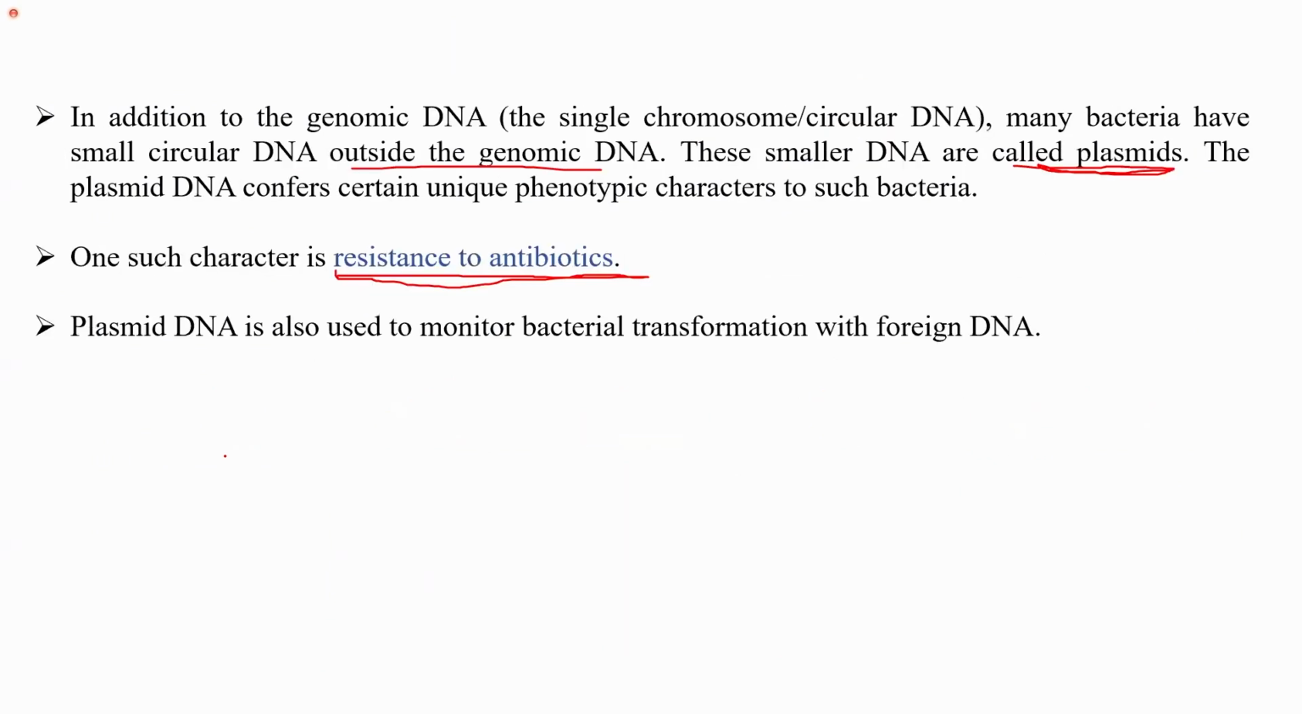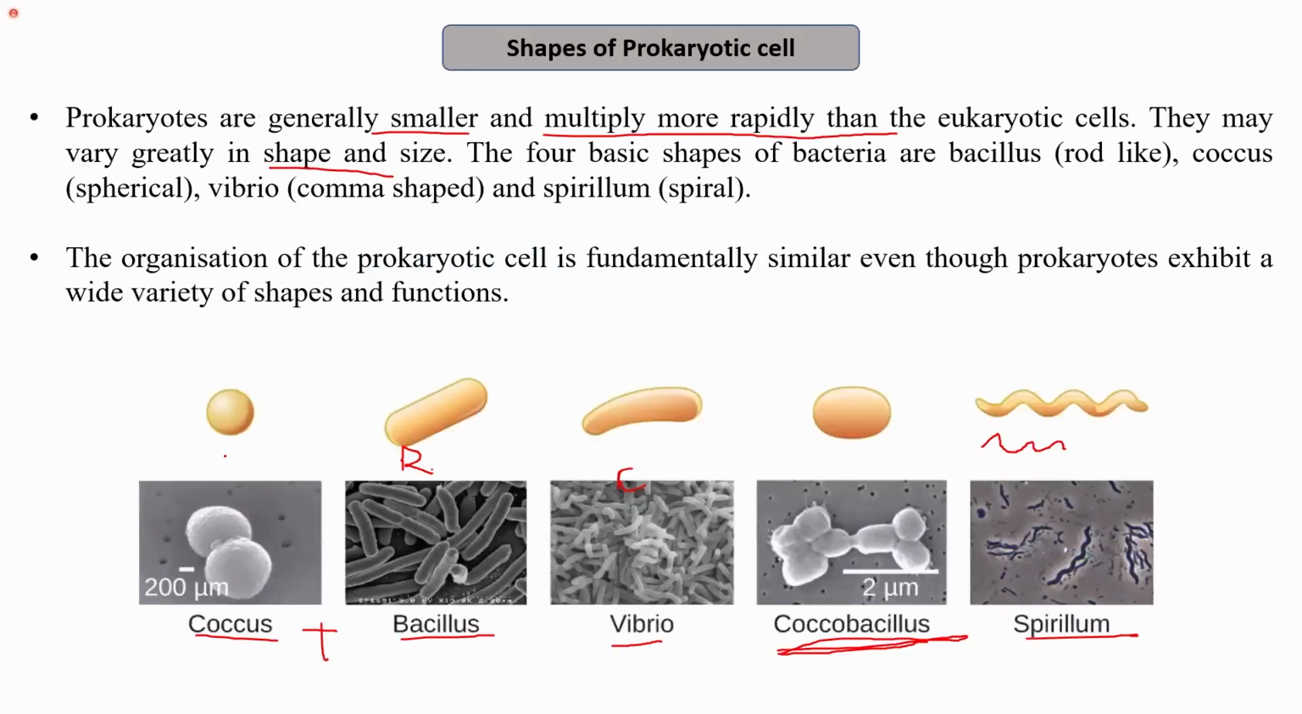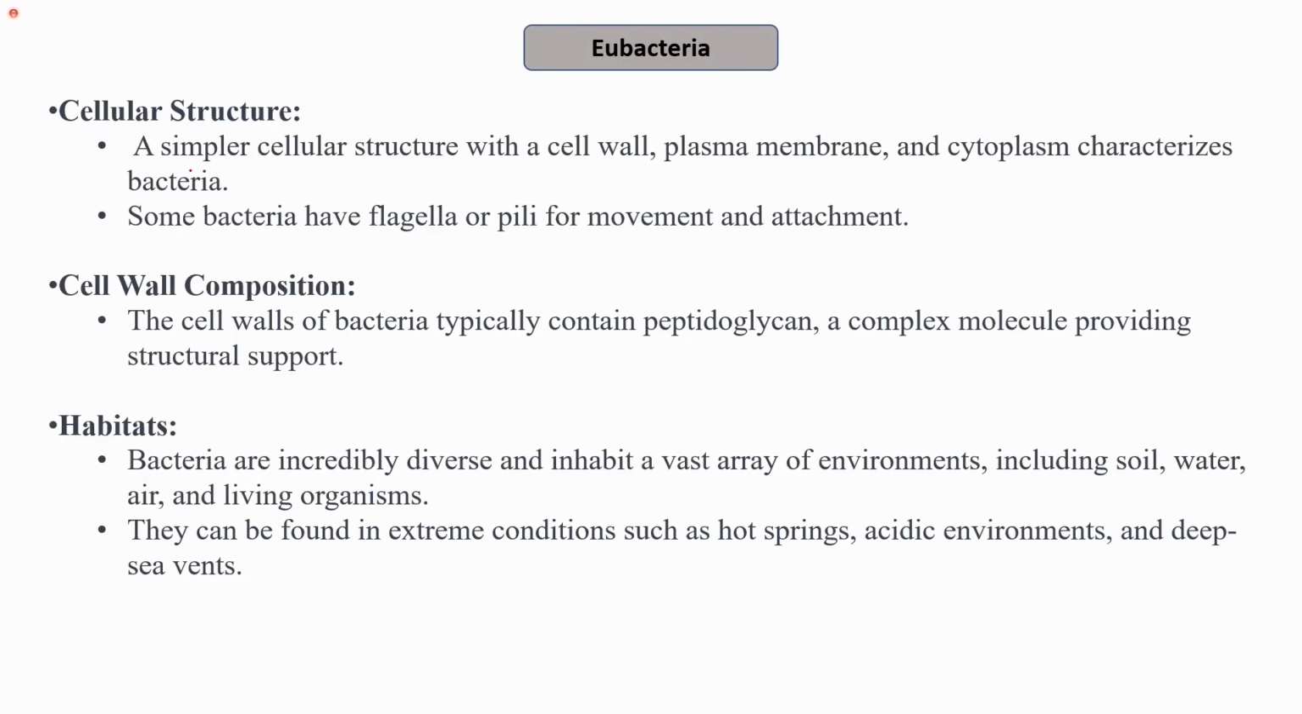So we know that the kingdom Monera mainly comprises organisms of the bacteria and archaebacterial group. So firstly, we will learn about the basics of the eubacteria, which is also known as the true bacteria. Basic eubacteria are the organisms with a simple cellular structure that has a cell wall, a plasma membrane, and cytoplasm. So cell structure with a cell wall, plasma membrane, and cytoplasm characterizes the bacteria.